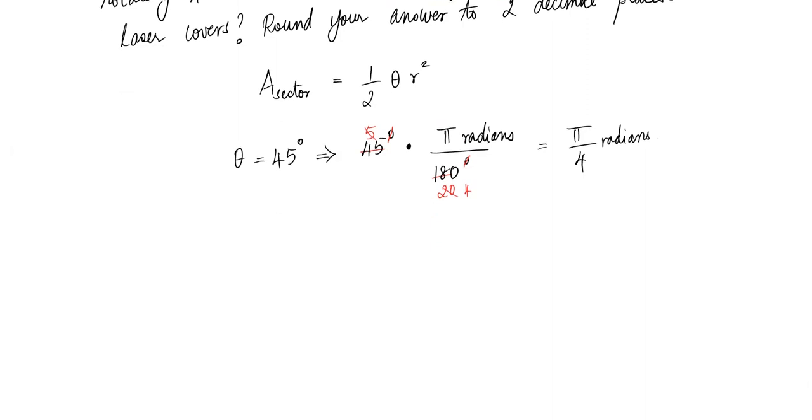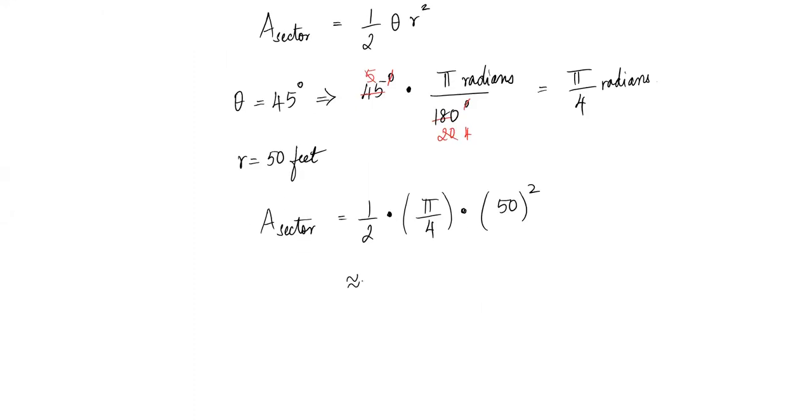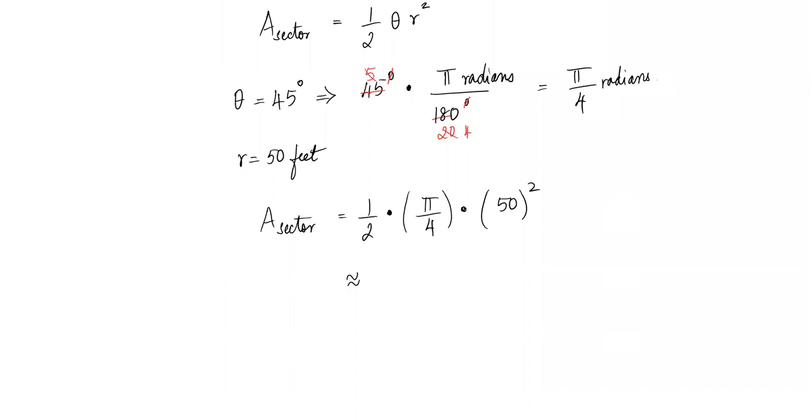And do we have r? Yes, r is given to be 50 feet. So the area of the sector is now half times theta, which is pi over 4, times r squared, which is 50 squared. Please use the calculator because they wanted us to round to 2 decimal places. That will be 981.75. Remember, this is area, so it's square feet or feet squared. And that will be your answer here.